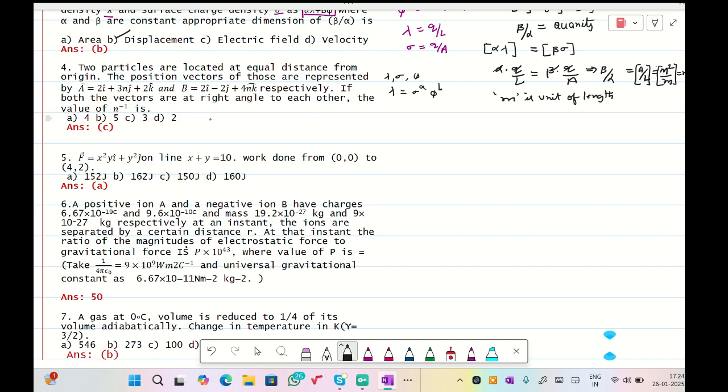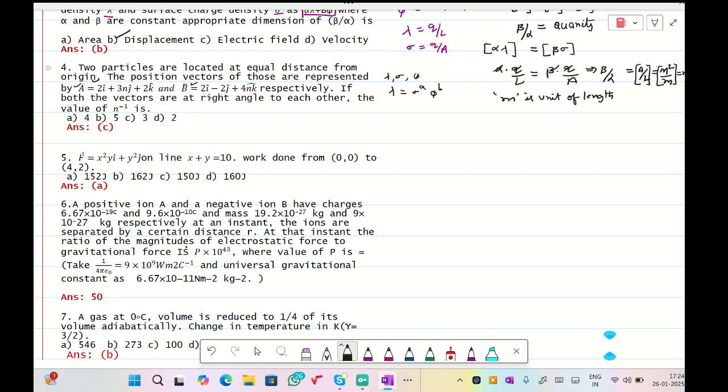Now coming to this one: two particles are located at equal distance from the origin. Okay, two particles are there. The position vectors of these particles are represented: this is one particle's position vector, and this is the other particle's. They are located at equal distance from the origin, so the distances are equal, but they are not given as being in the same place or same plane.